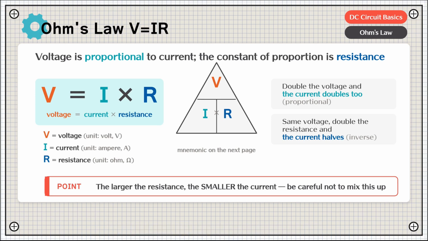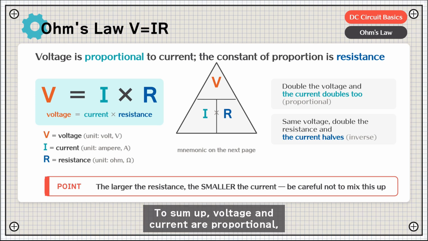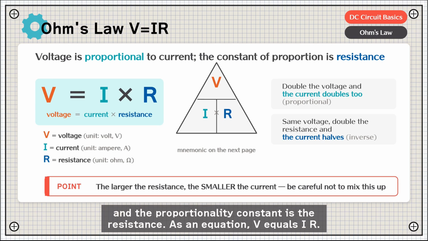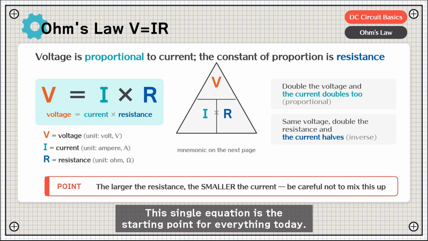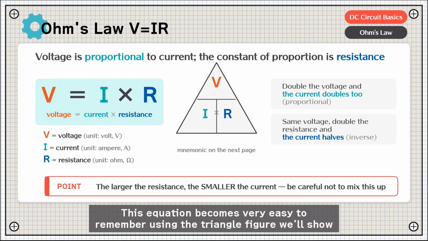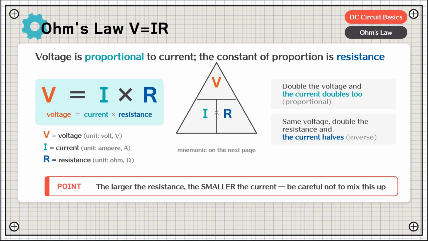To sum up, voltage and current are proportional, and the proportionality constant is the resistance. As an equation, V equals IR. This single equation is the starting point for everything today. This equation becomes very easy to remember using the triangle figure we'll show next.